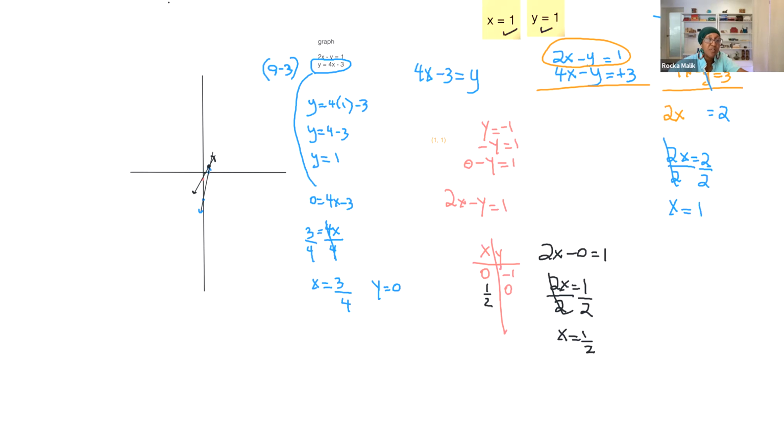But after the break, we'll do the substitution method so you can see. And then you can choose which method is easiest for you. Take a break for like 5 minutes.